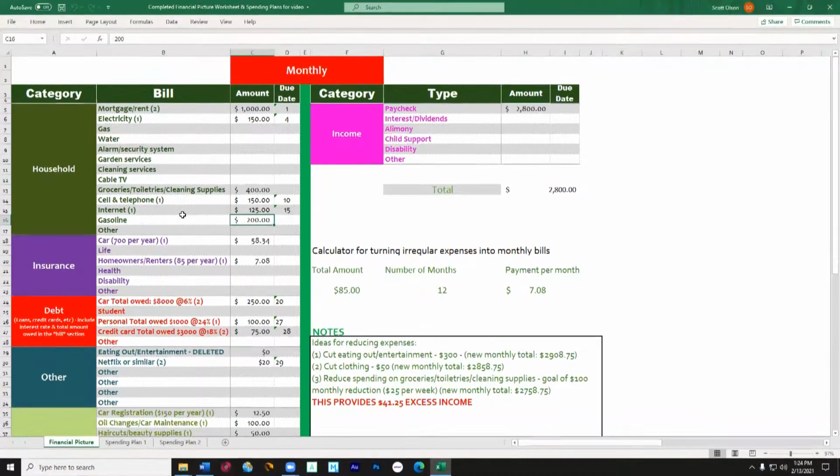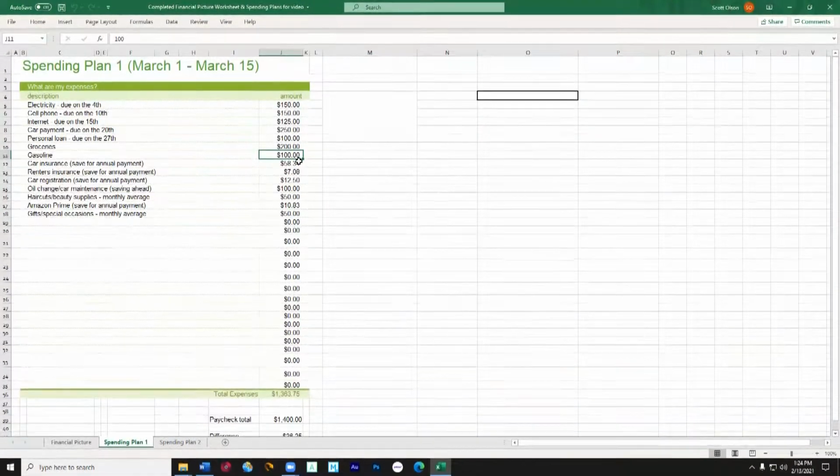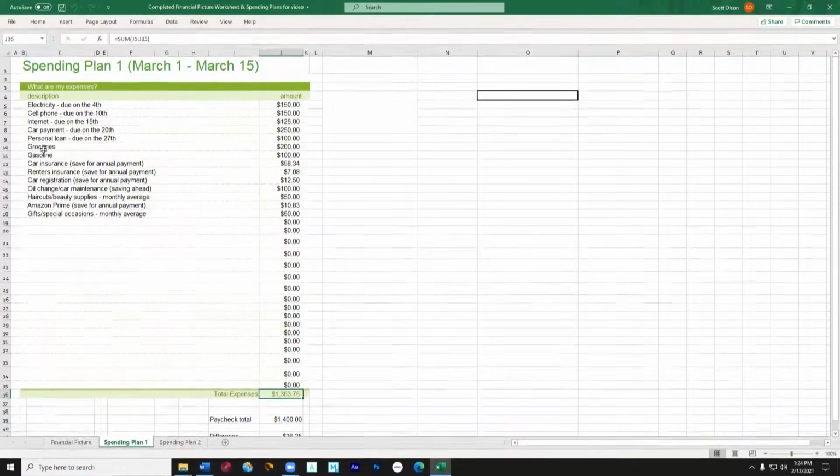So as we go down, we do the same thing for each bill or expense. We decide which spending plan it belongs on, and we keep doing this until we've got all of the expenses listed, and we can see our total expense is tallied up here. This worksheet is doing the math for us. And so our paycheck total is $1,400. This is where we're at with all the expenses that I've listed here.